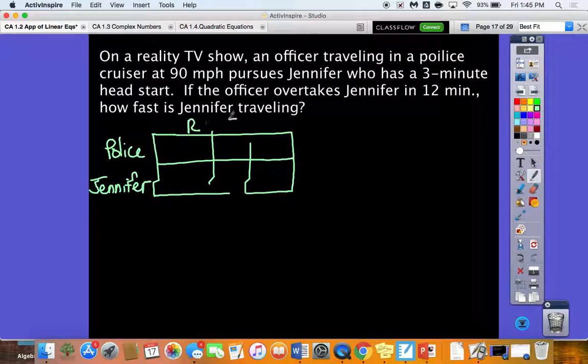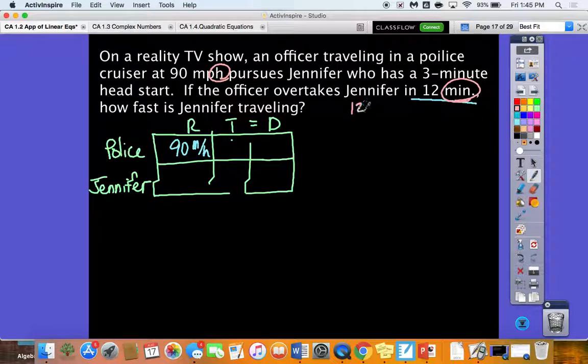And we're going to have rate times time equals distance. Okay, what we know, the police is going 90 miles per hour. All right, Jennifer has a 3-minute head start. So who's been on the road the shortest amount of time? Well, that would be, oh, look out. If the officer overtakes her in 12 minutes, check that out. They tell us the time. So officer, 12 minutes. But wait a minute. Same predicament, right? Minutes. And then we've got hours.